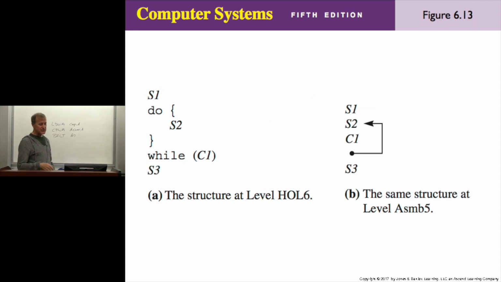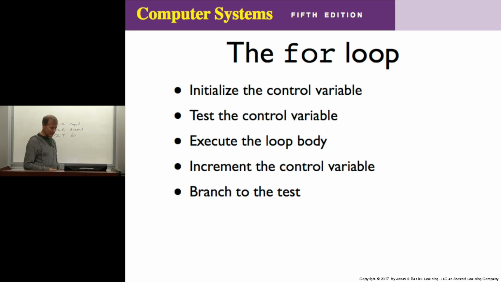And here in figure 6.13 is the structure at level HOL6 and at assembly level 5. Now it's a little bit more complicated with a for loop, because what does a for loop have? It has these three little compartments in the parentheses: for I gets something, I less than something, I plus plus. So what does the assembly code have to do?